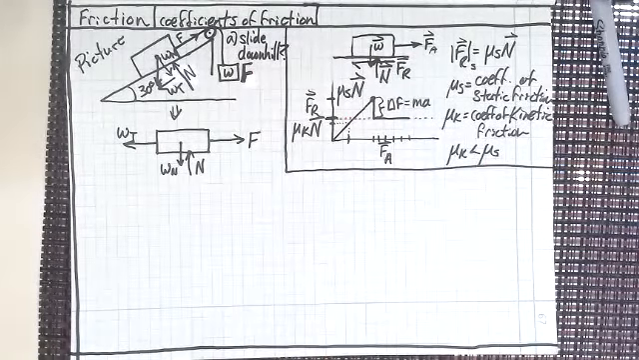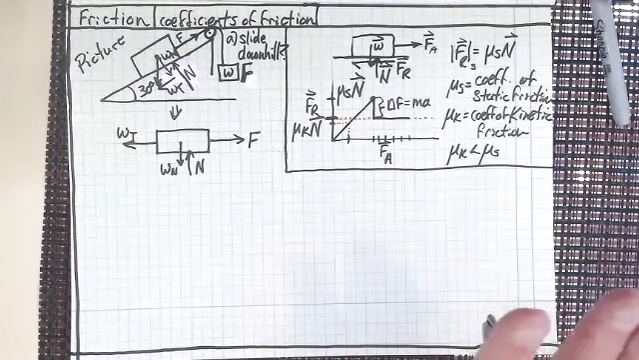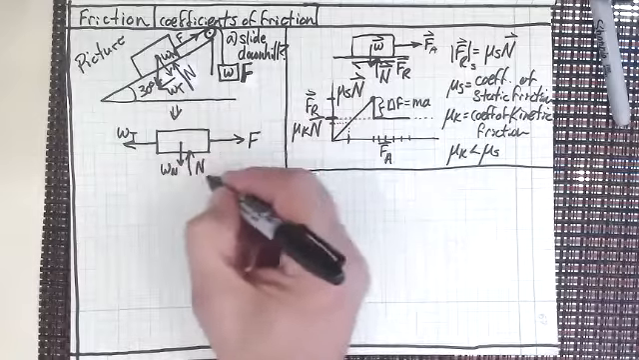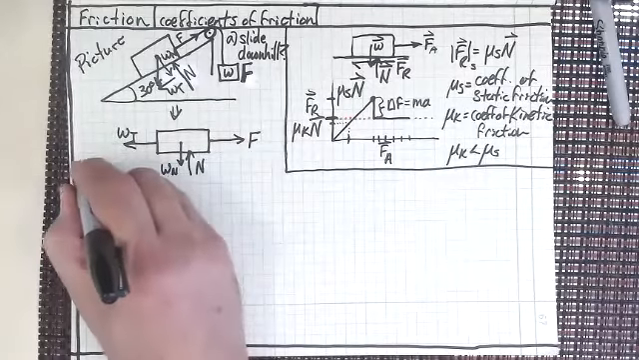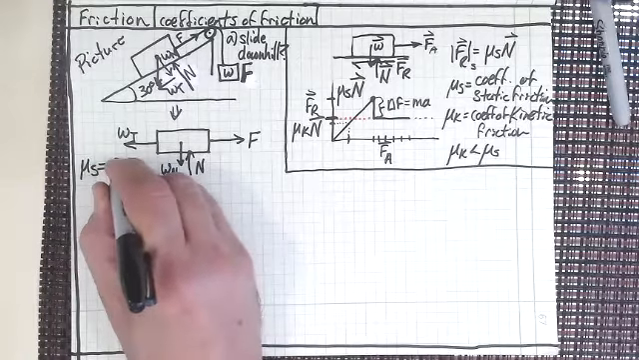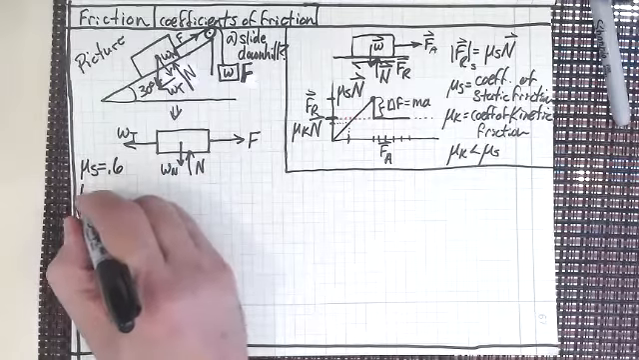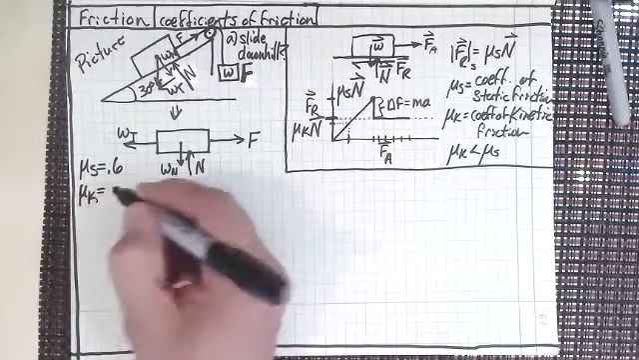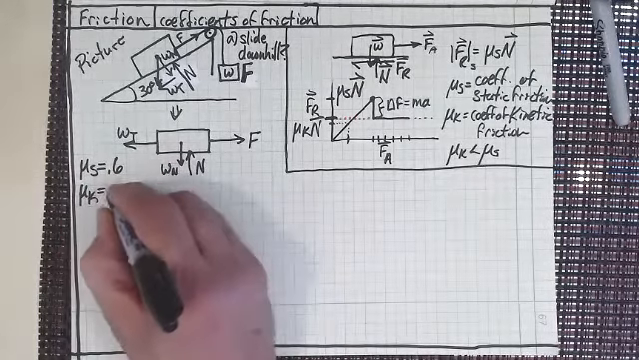You know, I haven't given you some pertinent information here. I'm going to have to do that first. So the pertinent information is that mu sub S equals 0.6, and mu sub K, the kinetic coefficient of friction, equals 0.3.